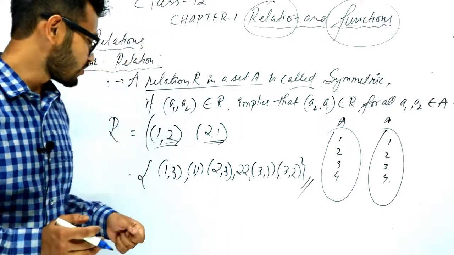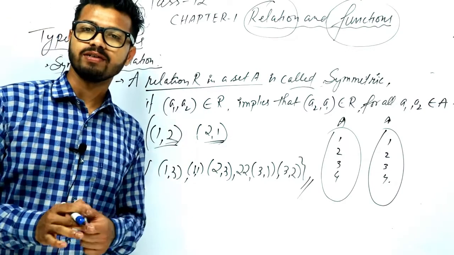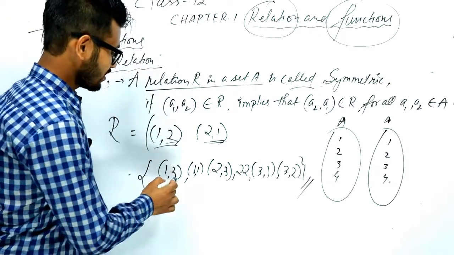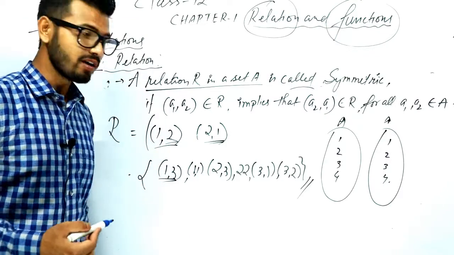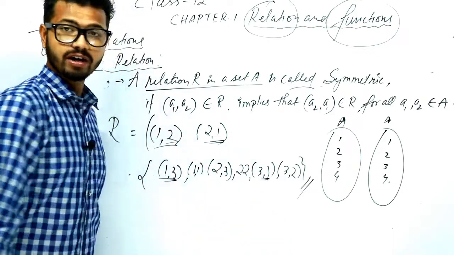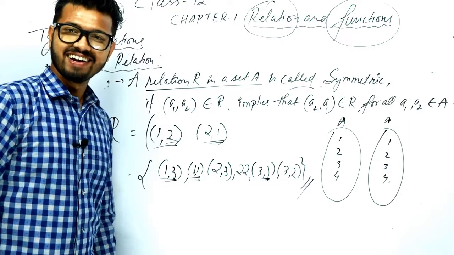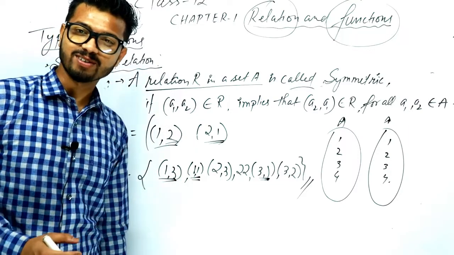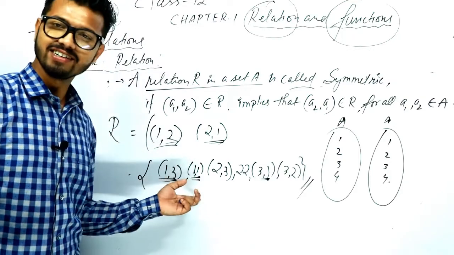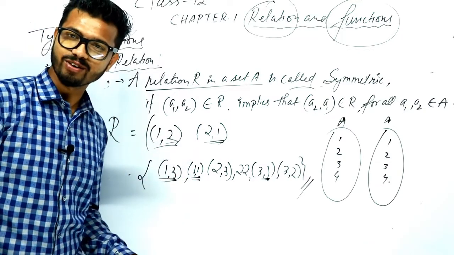Definitely. Why so? Because you can see the reverse order is also present in this relation. If I say 1, 3, that means there should be 3, 1. Yes, it is present. Okay, it's validating. 1, 1. What is the reverse of that? 1, 1 only. So it is already there, self-existent.